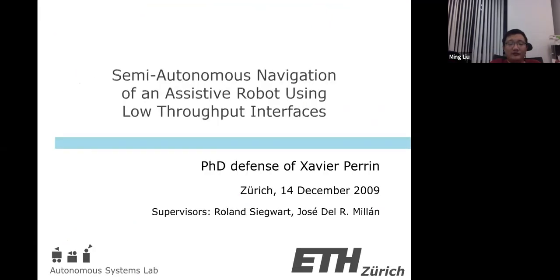And then where can we use such a model? I will give you two examples. One example is a PhD work done by Xavier Perrin, my friend, who graduated in 2009. He works on the semi-autonomous navigation of assisted robots using the BMI interface.